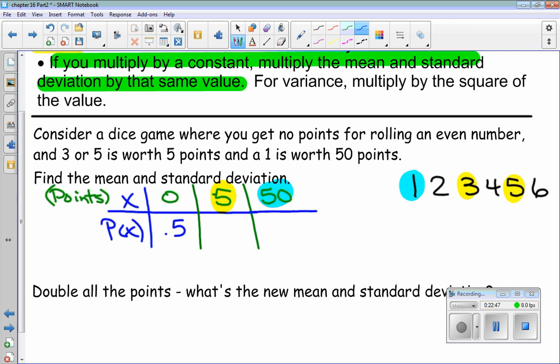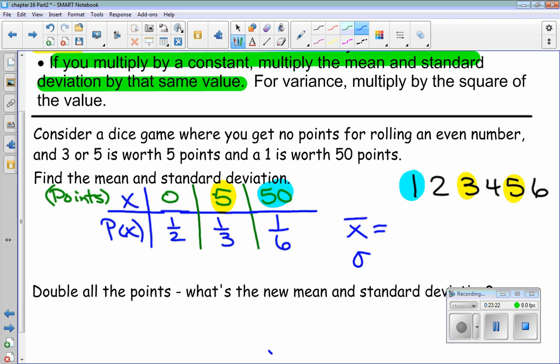2 out of the 6, or 1/3. Okay, good. Let me go ahead and leave them as fractions, because I don't want to round. 1/3 of the time, 2 out of the 6 chances, you can get 5 points. And then how about the last one? 1/6. Do all of these add up to 1? 3/6, 2/6, 1/6. They add up to 6/6 or 1. Okay, so now that I have my probability distribution, let's find the mean and the standard deviation.